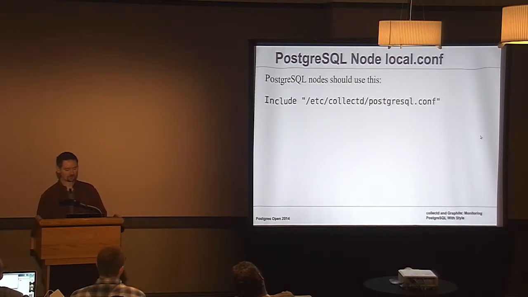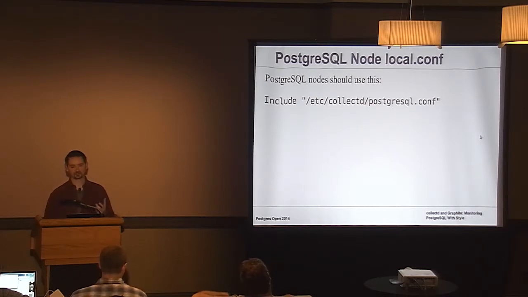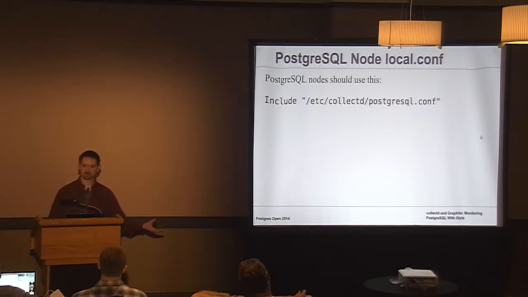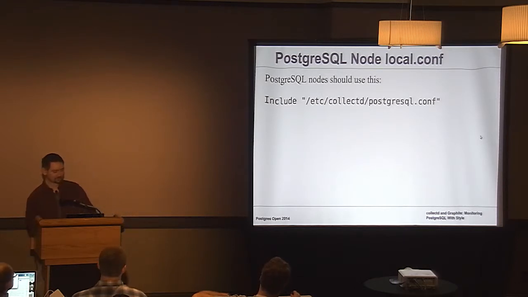So here's how I've kind of suggested setting up the local.conf. It has two jobs. One is to discuss what the local system does. In this case, it's including the Postgres config file, so that's the file that's going to have all your Postgres queries and databases defined, as far as using the Postgres plugin. That tells you, obviously, that this is a Postgres node.